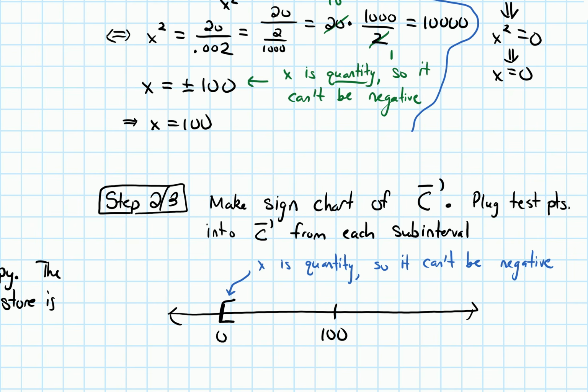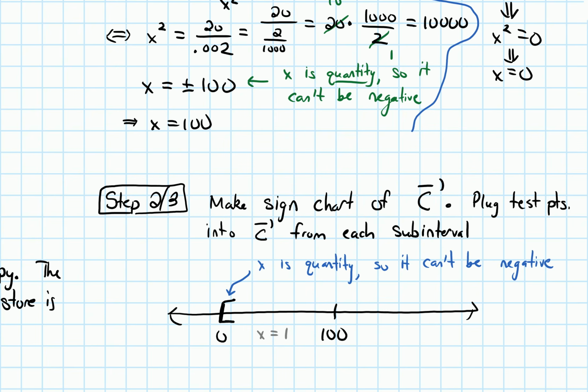All right, so now I pick a test point in each subinterval. I don't need to worry about the interval to the left of 0, because x can't be negative. But I do need to worry about the interval between 0 and 100. I could plug in any number I wanted in that interval, but I'd like to pick something that makes the algebra nice. So maybe I'll pick 1. That seems like a simple thing to plug into my function.